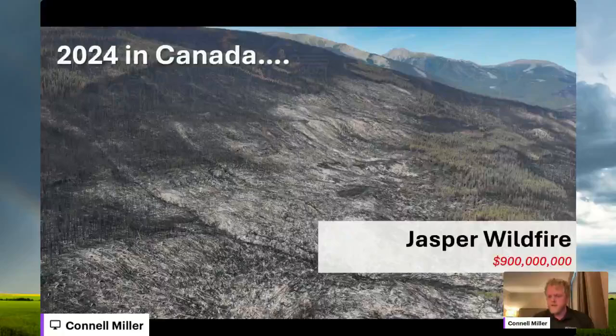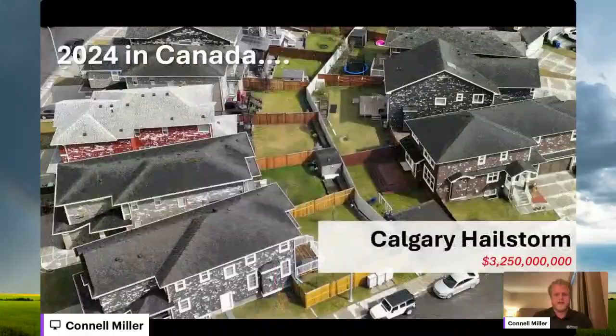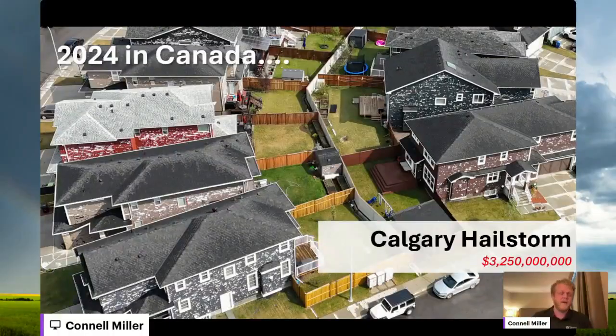We had the Jasper wildfire that did over $900 million worth of damages. This is actually an image of a suspected fire tornado from that wildfire. We're still doing a bit of analysis to try to figure this one out. The Toronto flooding, almost $1 billion in damages here as well. And we also had, very notably, the Calgary hailstorm. Large section of Calgary impacted. Not necessarily the most severe hailstorm in the world in terms of the size of the hail, but so numerous and in such a large area that it impacted quite a few number of homes.